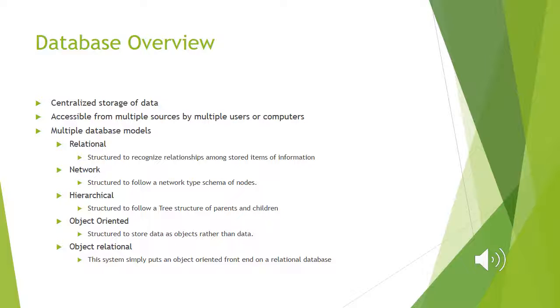Next, there is a database that is organized based upon standard hierarchy, and this follows a tree structure of parents and their children underneath. The object-oriented database is structured because it stores data as objects, and this works well with many object-oriented programming languages. And an object relational database is simply a relational database that puts an object-oriented front end in front of it.